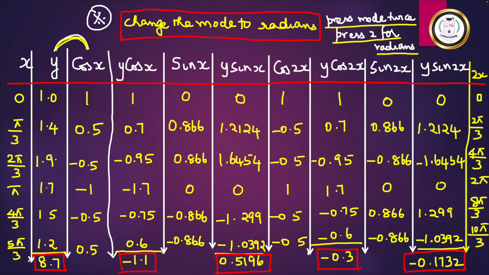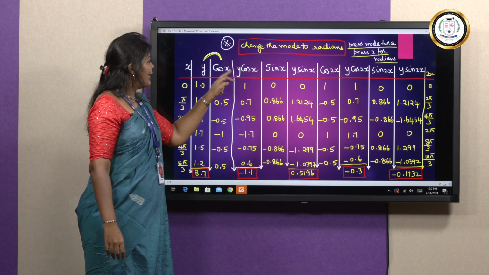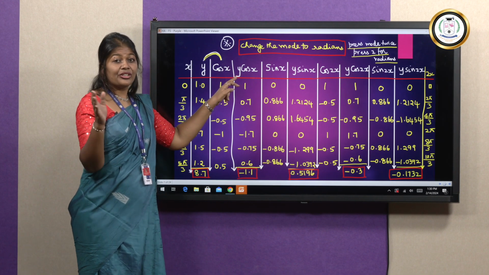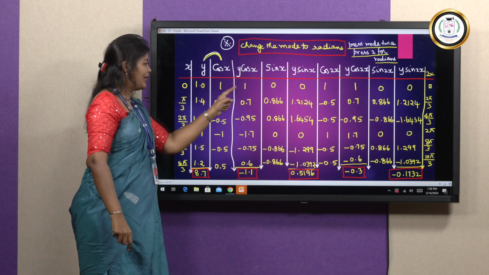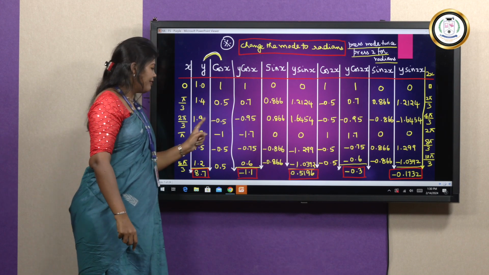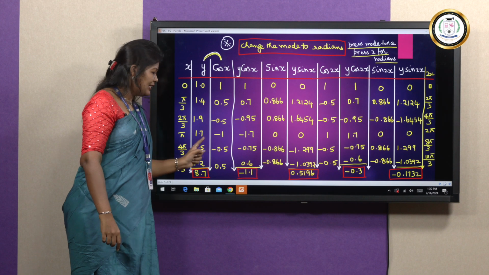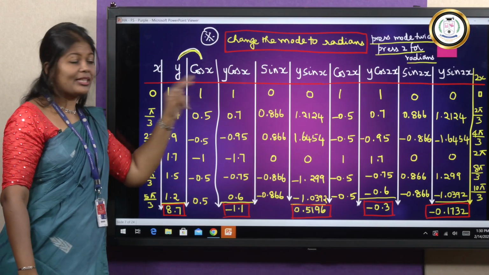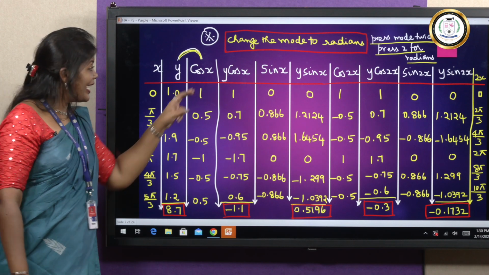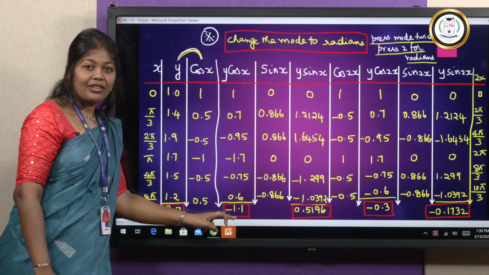So let's get back. I've written all the cos x values. For every x, you'll have to fill up the cos x values. Then you'll have to find y into cos x. So what should you do? Basically, you have to multiply these two columns. So multiply 1 into 1, 1.4 into 0.5, 1.9 into minus 0.5. That is what you're going to do for every set of values. Multiply y with cos x, because I need sigma y cos x for finding a1.